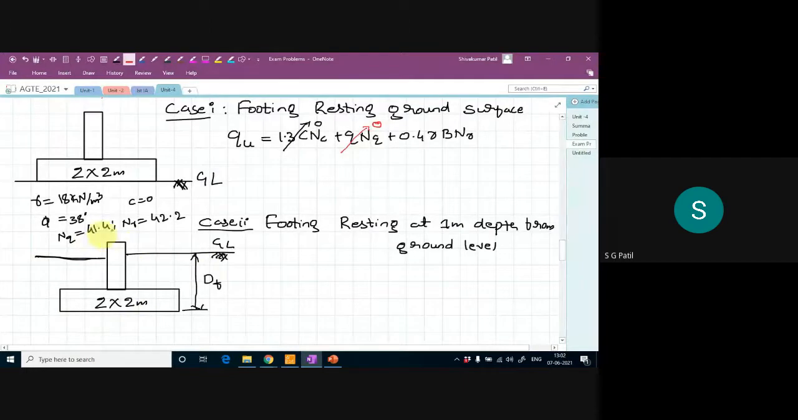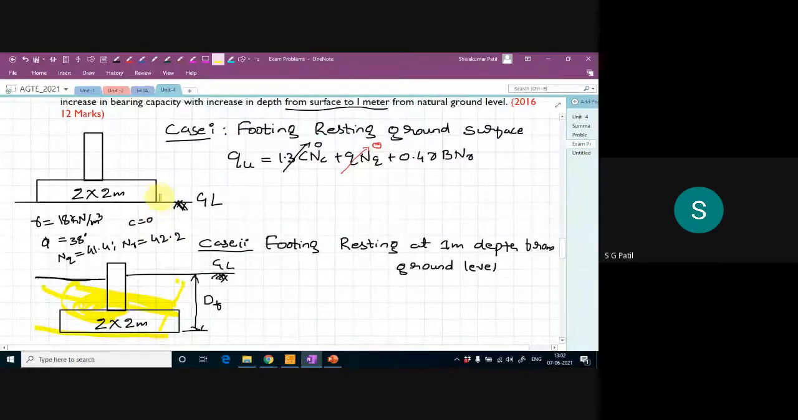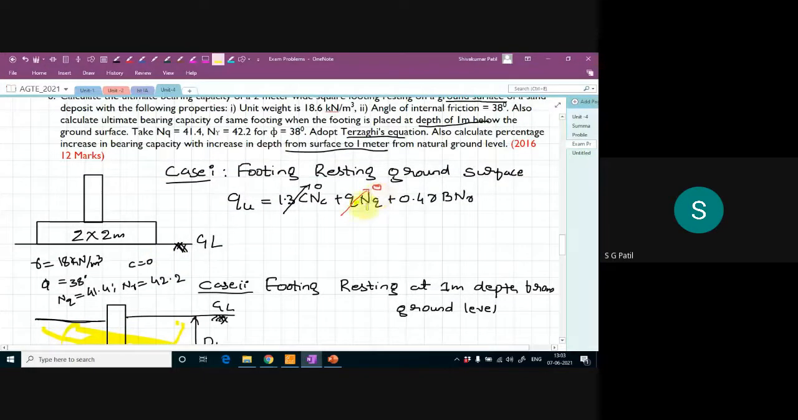Whatever soil is present above this foundation is going to contribute. But there is no depth of foundation here. Since there is no depth, this Q and Q term is also going to be 0. So you are left with only 0.4 gamma B N gamma.